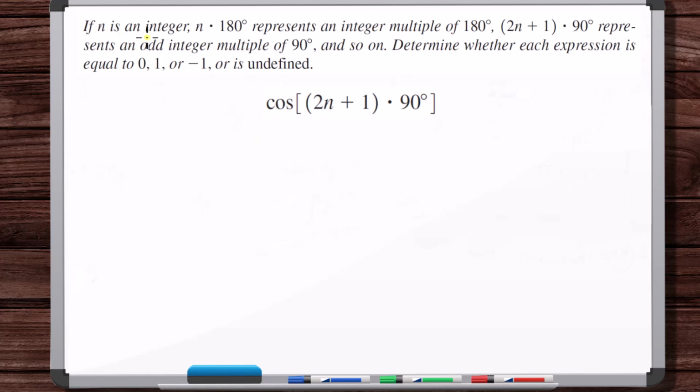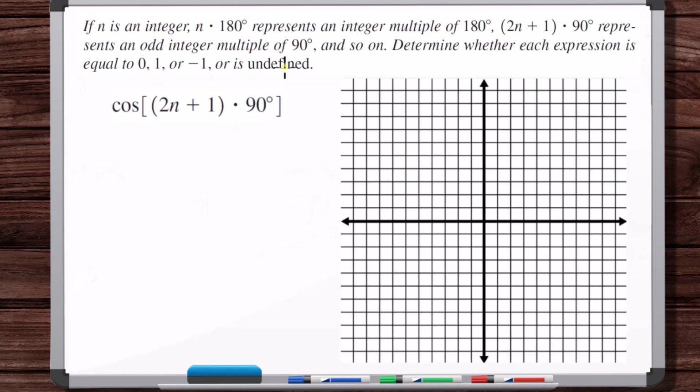Okay, if n is an integer, n times 180 represents an integer multiple of 180. 2n plus 1 times 90 represents an odd integer multiple of 90 degrees, and so on. So with that, determine whether each expression is equal to 0, 1, or minus 1, or is undefined. So we can bring back the coordinate system. That might be helpful. All right, so an odd integer multiple of 90.